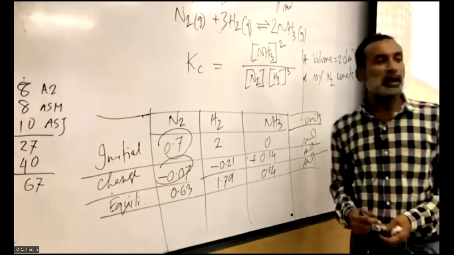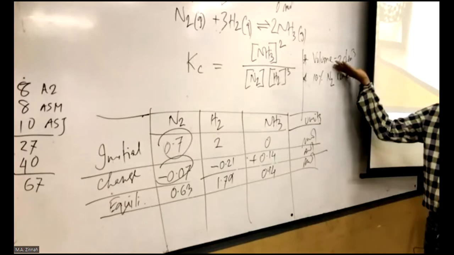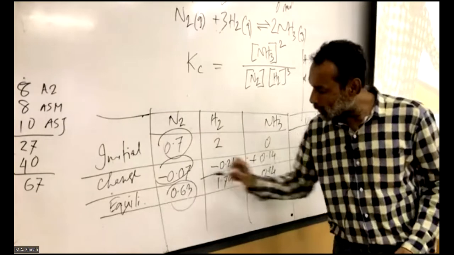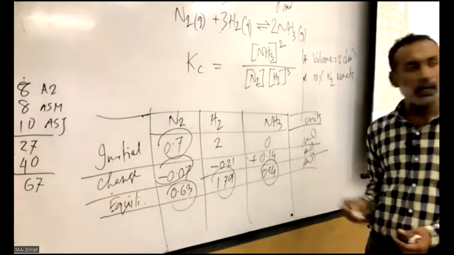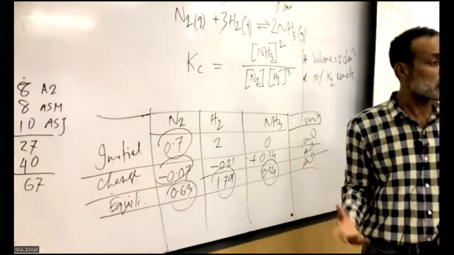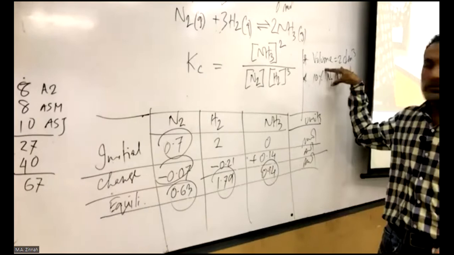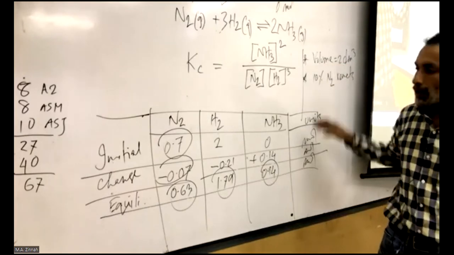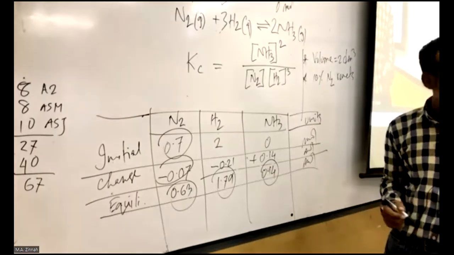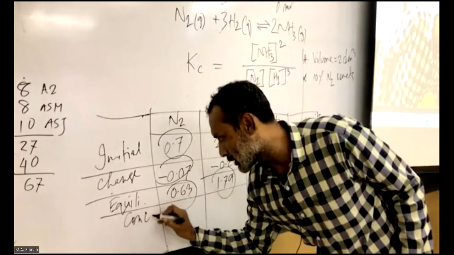Very simple. Now we have the volume. What's the volume given here? 2 dm cube. And you already have the moles, the remaining moles. When the reaction is no more producing reactants and products, there is no more change. At this time, you have these 3 moles, and the volume, which is 2 dm cube. Now, if you divide all of them by 2, you get the concentration, right? So I write here concentration.